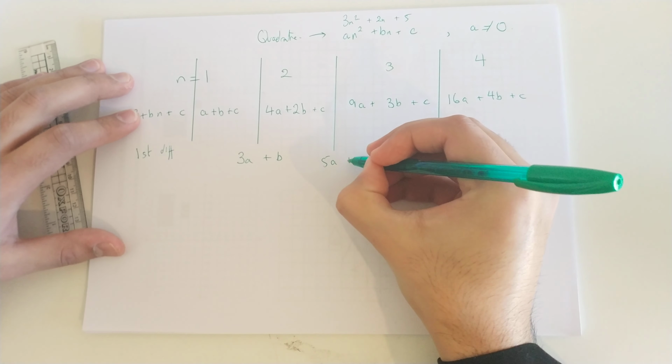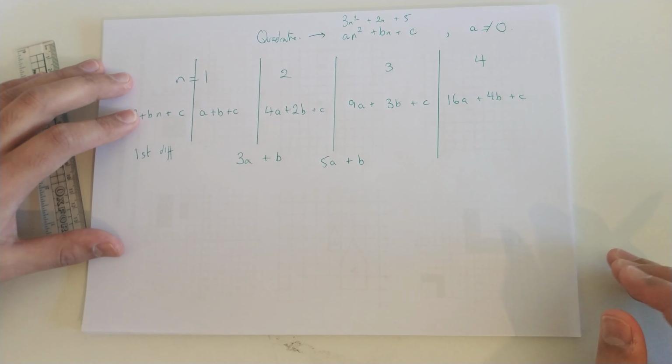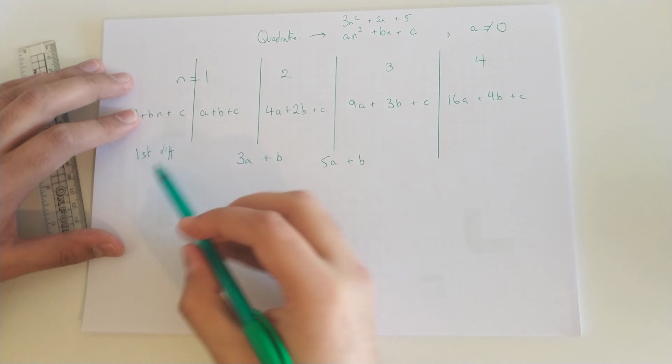3b take away 2b, that's again just b. And c take away c, again that goes away.